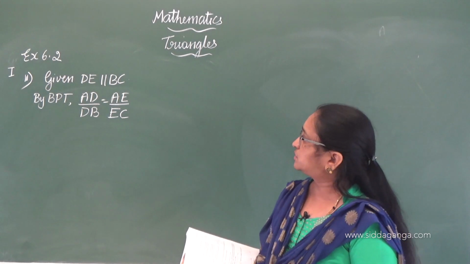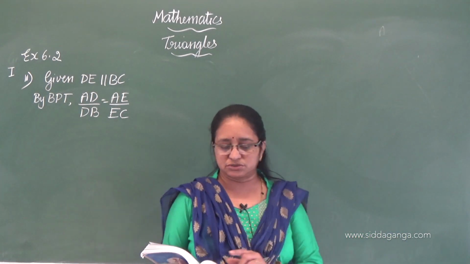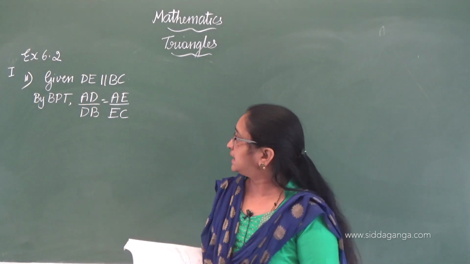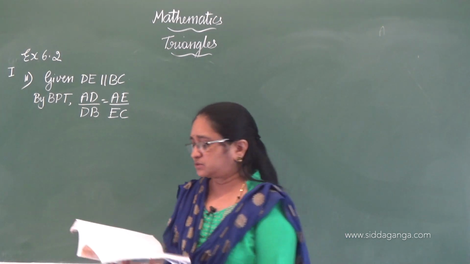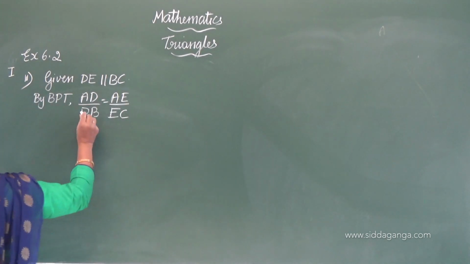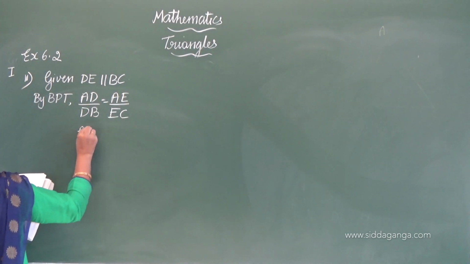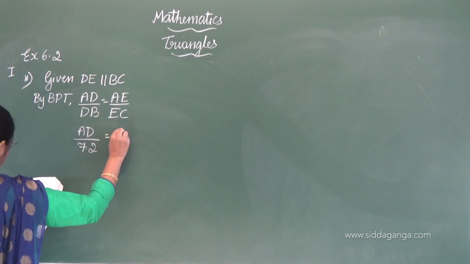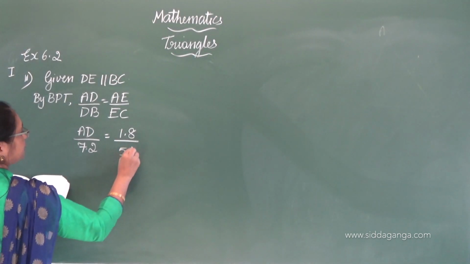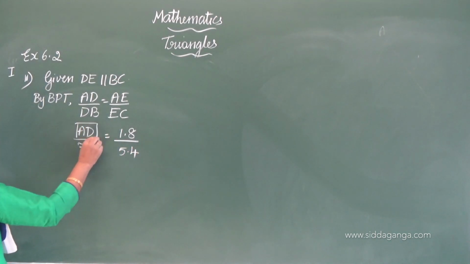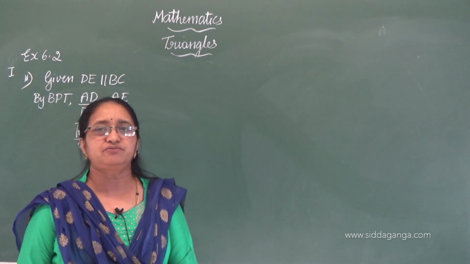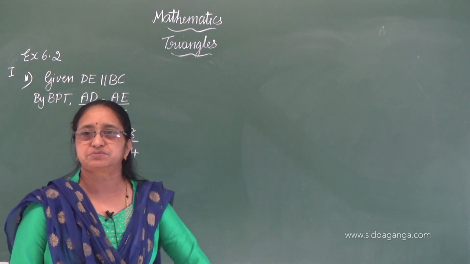AD by DB is equal to AE by EC. Please observe the figure there in your textbook. Now AD they have not given, so you need to find out AD. DB they have given, DB is 7.2 centimeter, AE they have given 1.8, and EC they have given 5.4. Only one unknown is there here. AD is the only one unknown. So definitely you can find out AD by cross multiplying.